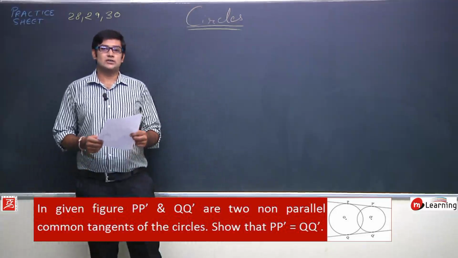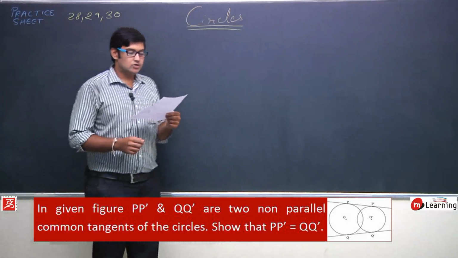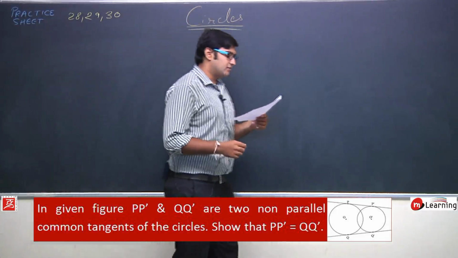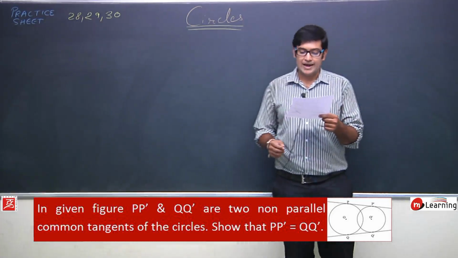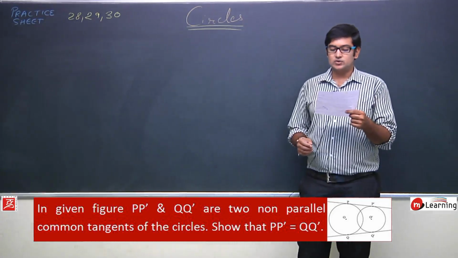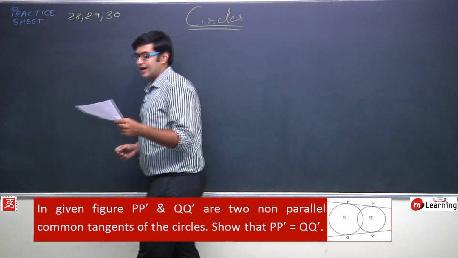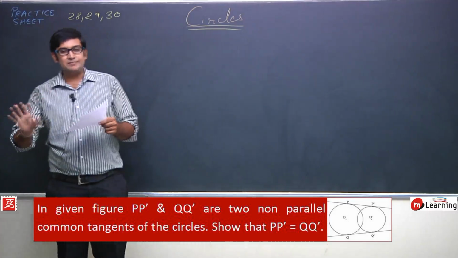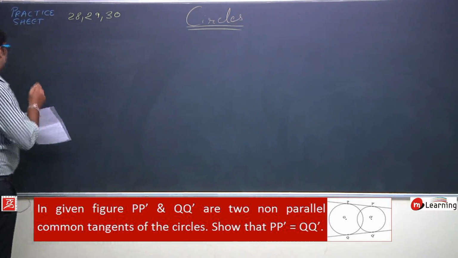Okay, so let us now discuss question number 28 from the practice sheet. Question number 28 says, in the given figure, PP dash and QQ dash are two non-parallel common tangents of the two circles. Show that PP dash is equal to QQ dash. So it simply says that there are two circles.